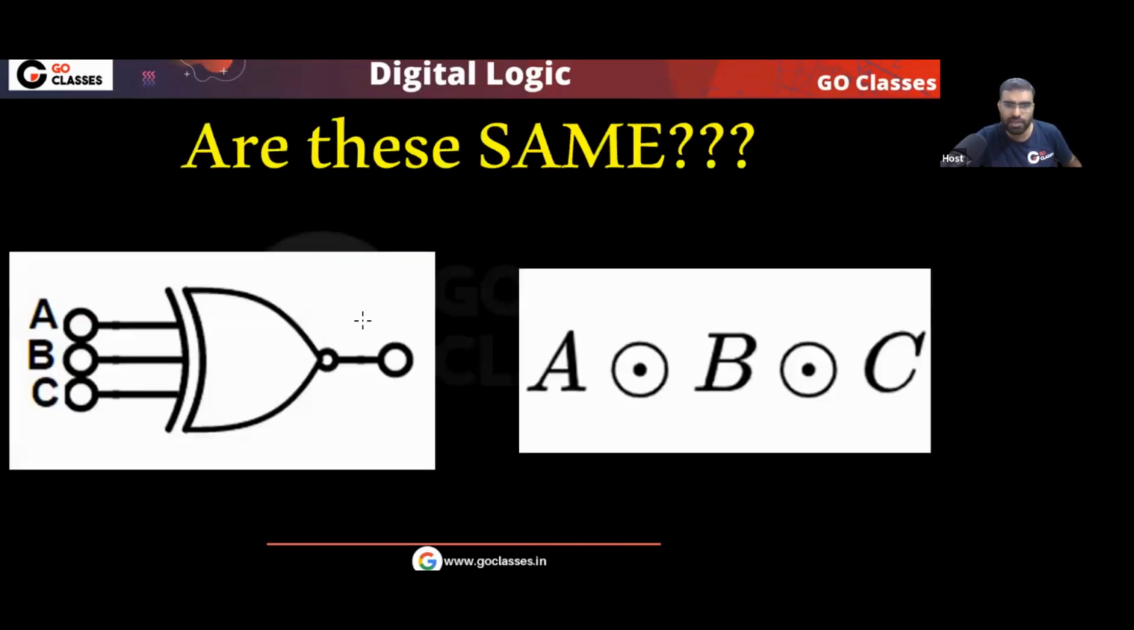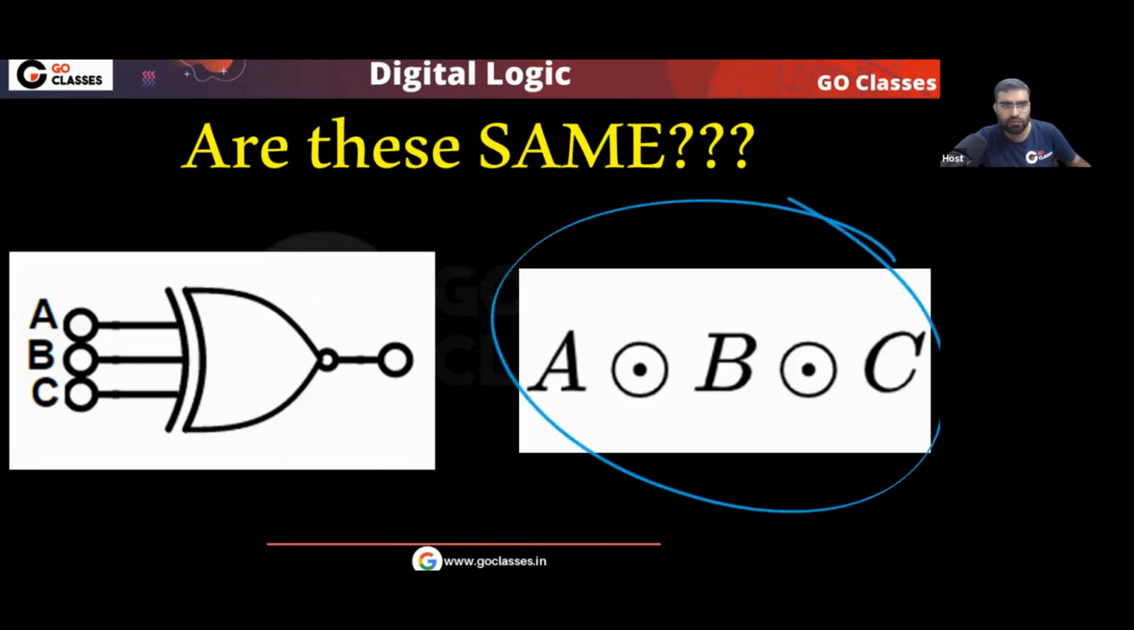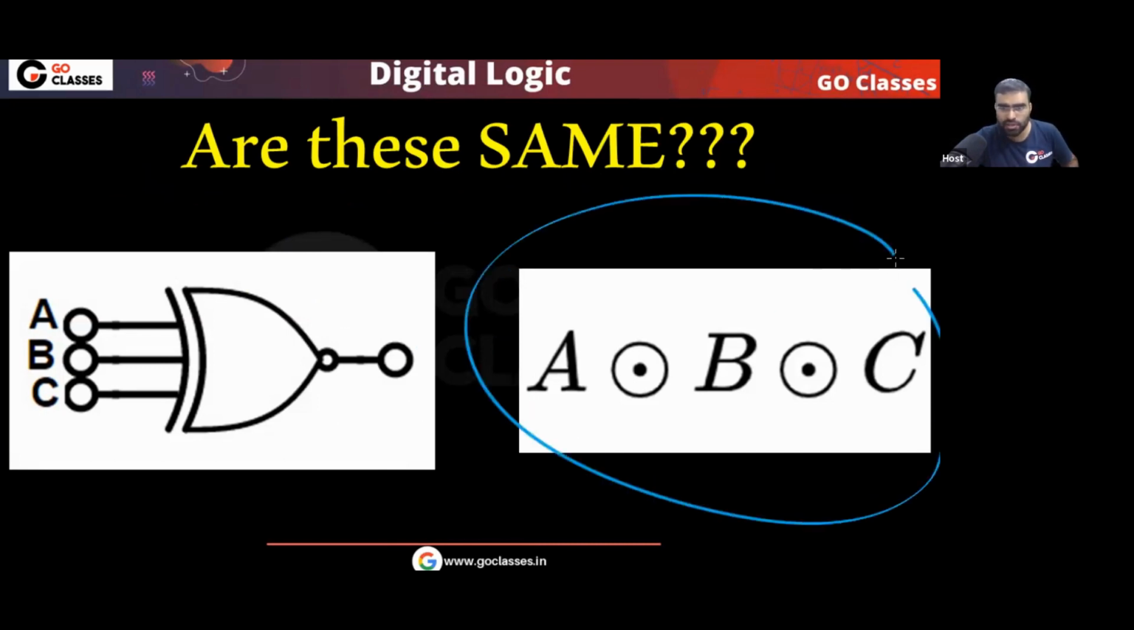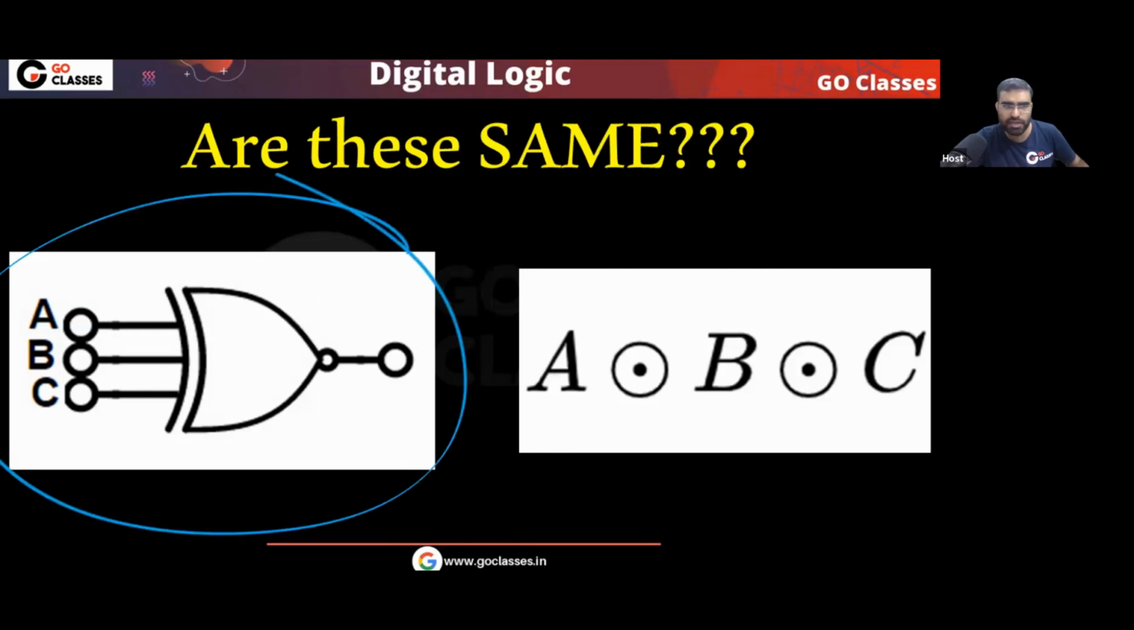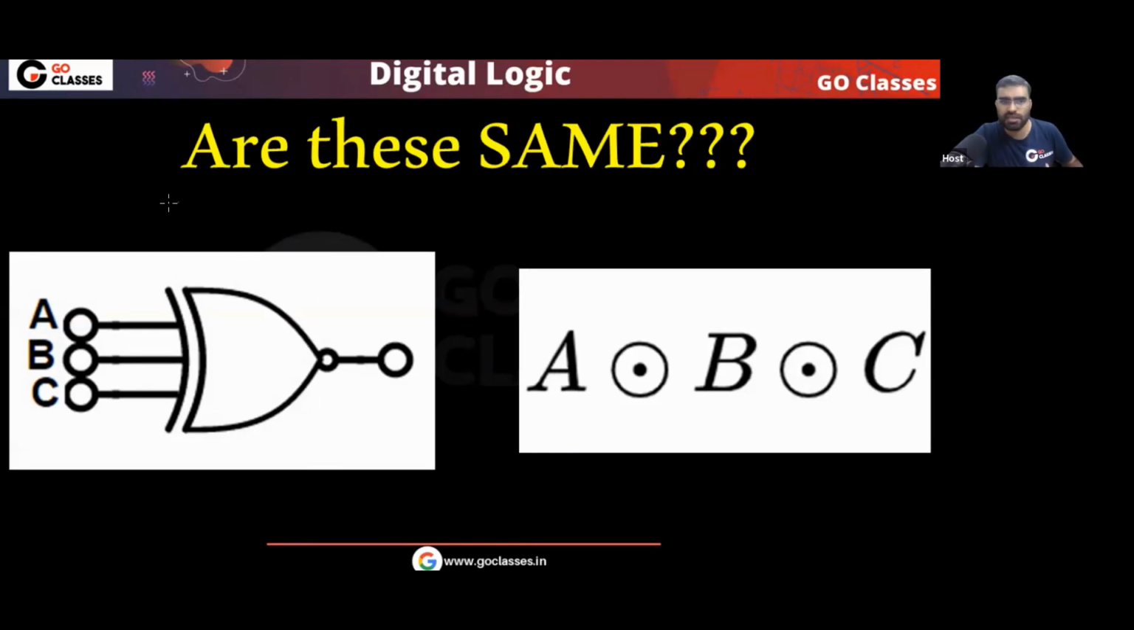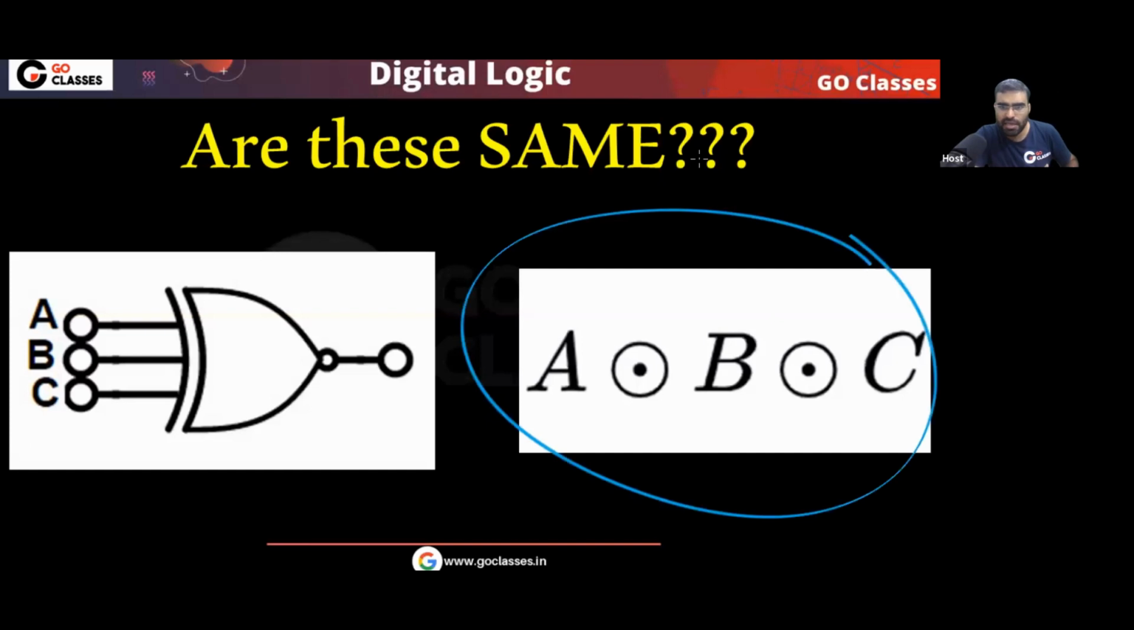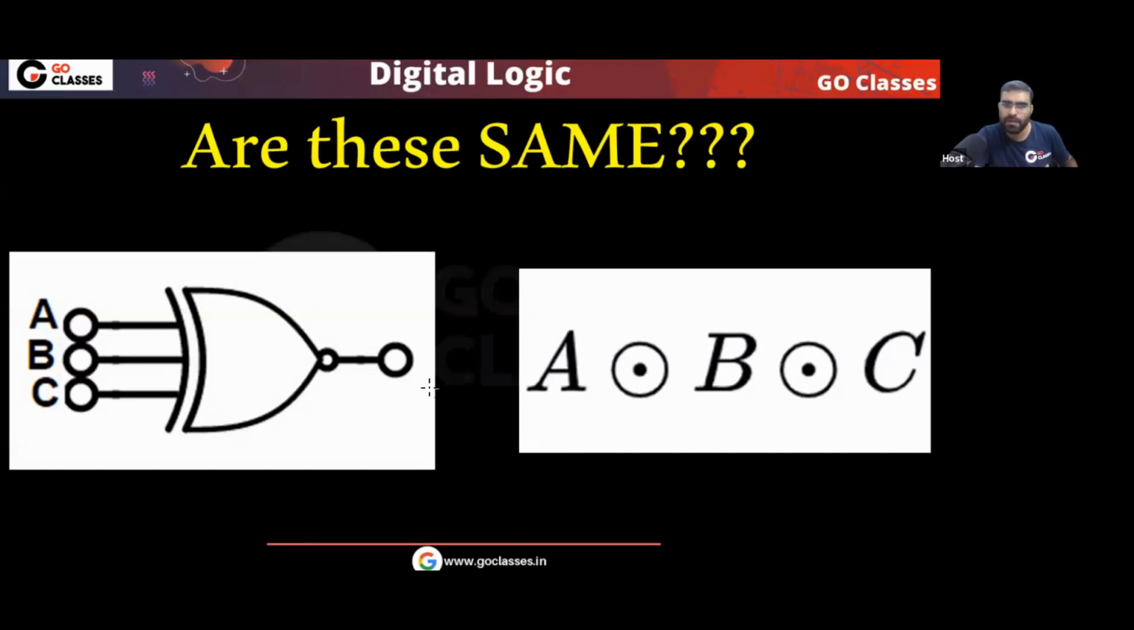Basically, my question is, are these two the same? This is your XNOR gate and this is your XNOR function. Are they the same? If you take A, B, C through XNOR gates, will you get A XNOR B XNOR C? The answer is no. They are not the same.